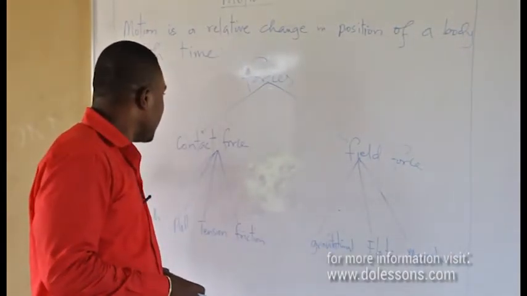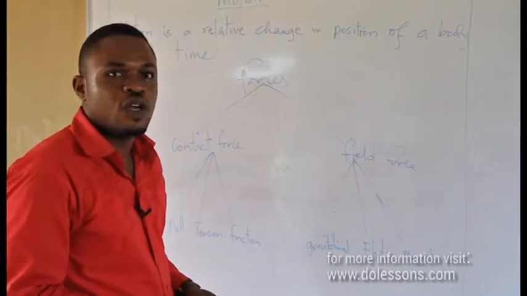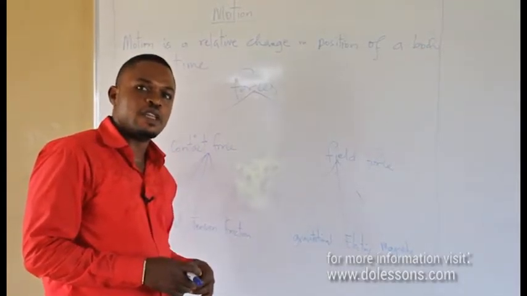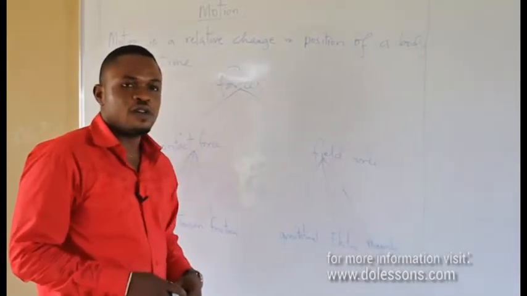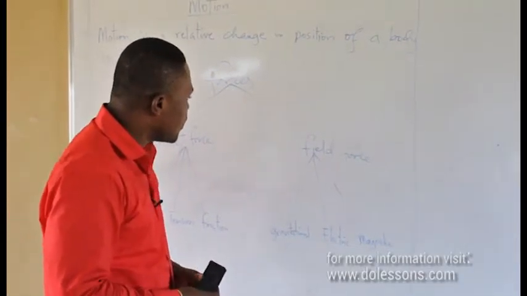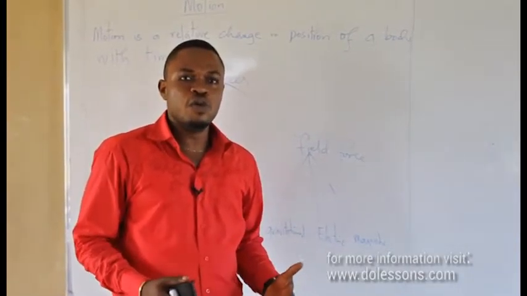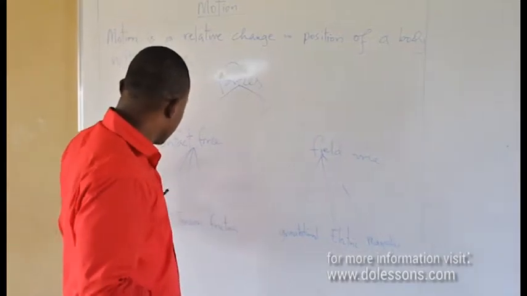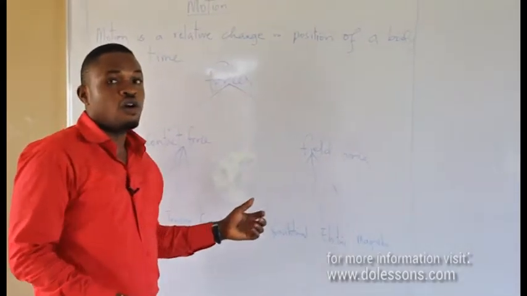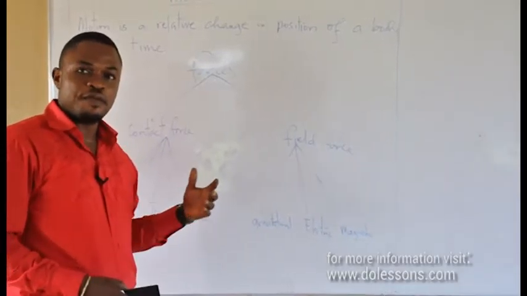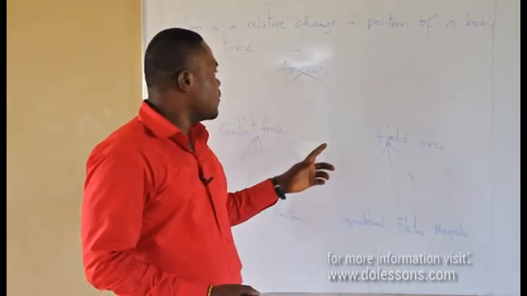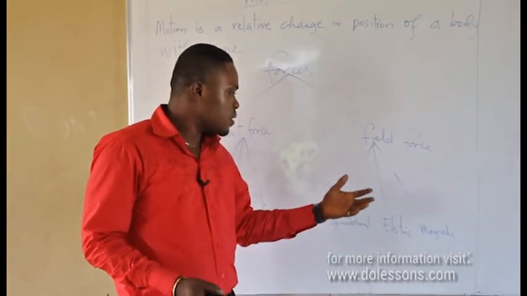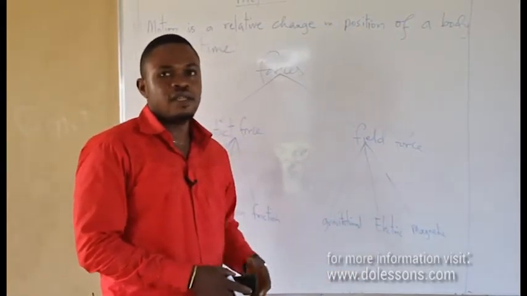The contact force is one where the body is in contact before the body is caused to move in a uniform straight line. Whereas field force is a force for which the body is caused to move by a physical agency without being in contact. Examples of contact force include push, pull, tension, and friction. Whereas the examples of field force include gravitational force field, electric force field, and magnetic force field.